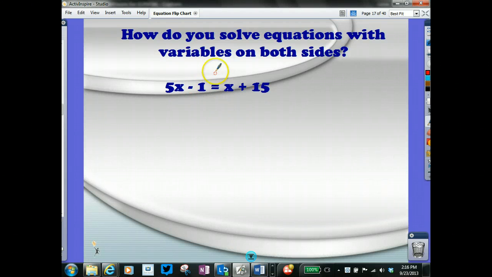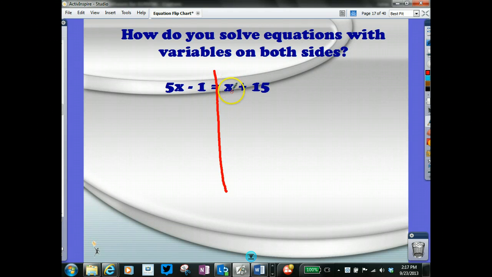Alright, as I look at this, let's work on it together. Always draw that line of scrimmage. It's more important now than ever to draw that line of scrimmage to separate the two sides. Alright, as I do this, I can say 5x minus 1, nothing there that I can combine, nothing here that I can combine. Again, I'm just going to move the smaller. I want to keep it positive. So I need to get my variables together.